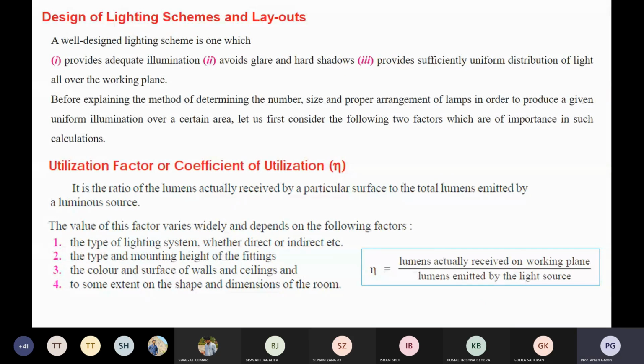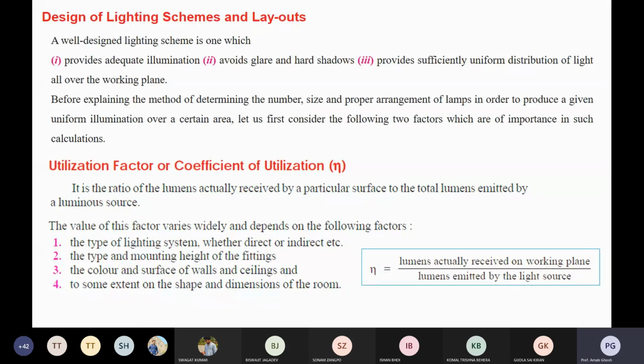So first we started today's session with the design of lighting schemes and layouts. Design of lighting schemes and layout, from the idea, you can understand. Last class I discussed different lighting schemes, and layout means how the lights will be distributed.